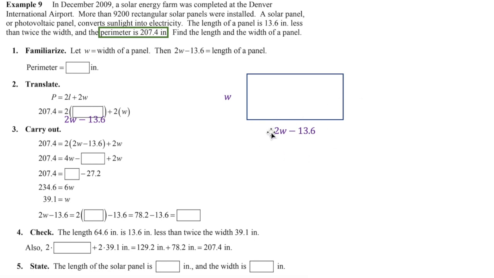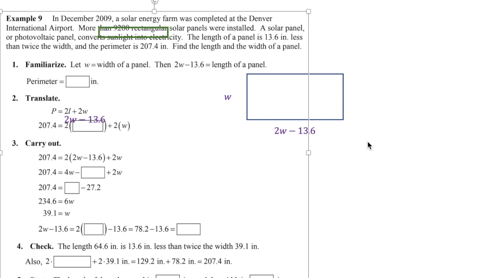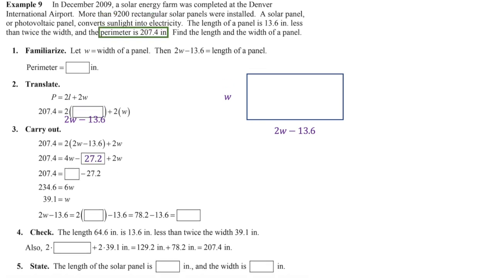I'm going to set this up then as 207.4 is equal to 2 times our length, 2 times 2W minus 13.6, plus 2 times our width. When I distribute, I have 207.4 equals 4W minus 27.2 plus 2W. Combine like terms, we have 207.4 equals 6W minus 27.2. Adding 27.2 to both sides gives us 234.6, which equals 6W. And then finally dividing by 6 gives us 39.1, which is our W.